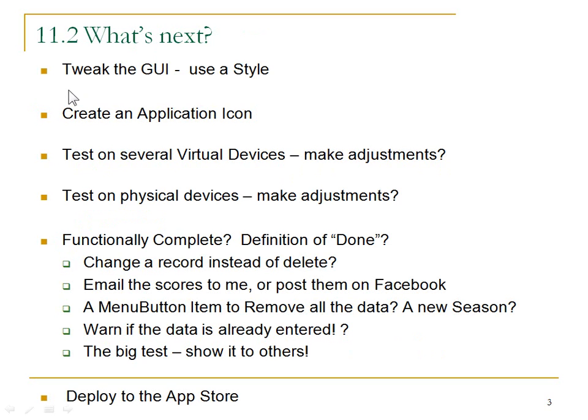Okay, so what are we going to do next? We're going to tweak the GUI a little bit. We're going to make the application icon. This also includes icons that are used for the pop-up dialogues and different application icons depending on the density of the device that the application is running on. And then we have to test it on several virtual devices and make adjustments there if necessary, and test it on physical devices. Then we'll have this conversation about whether we're done and what is the definition of done.